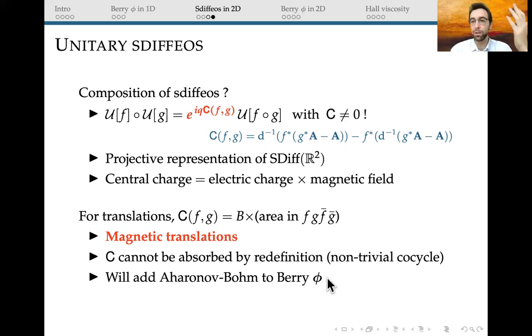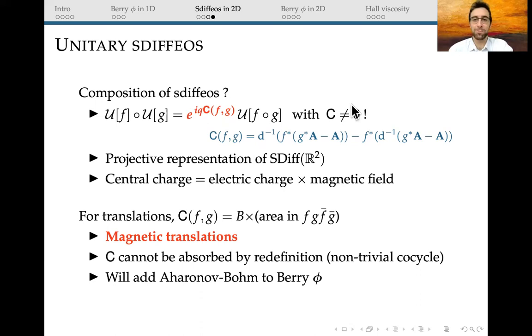So this is all I had to say about unitary Zdifeos acting on wave functions in the plane. What I'm now going to do is to move on to Berry phases. But before I do that, let me ask again, are there any questions? Silence means no questions. So if there are no questions, I'm just going to proceed.